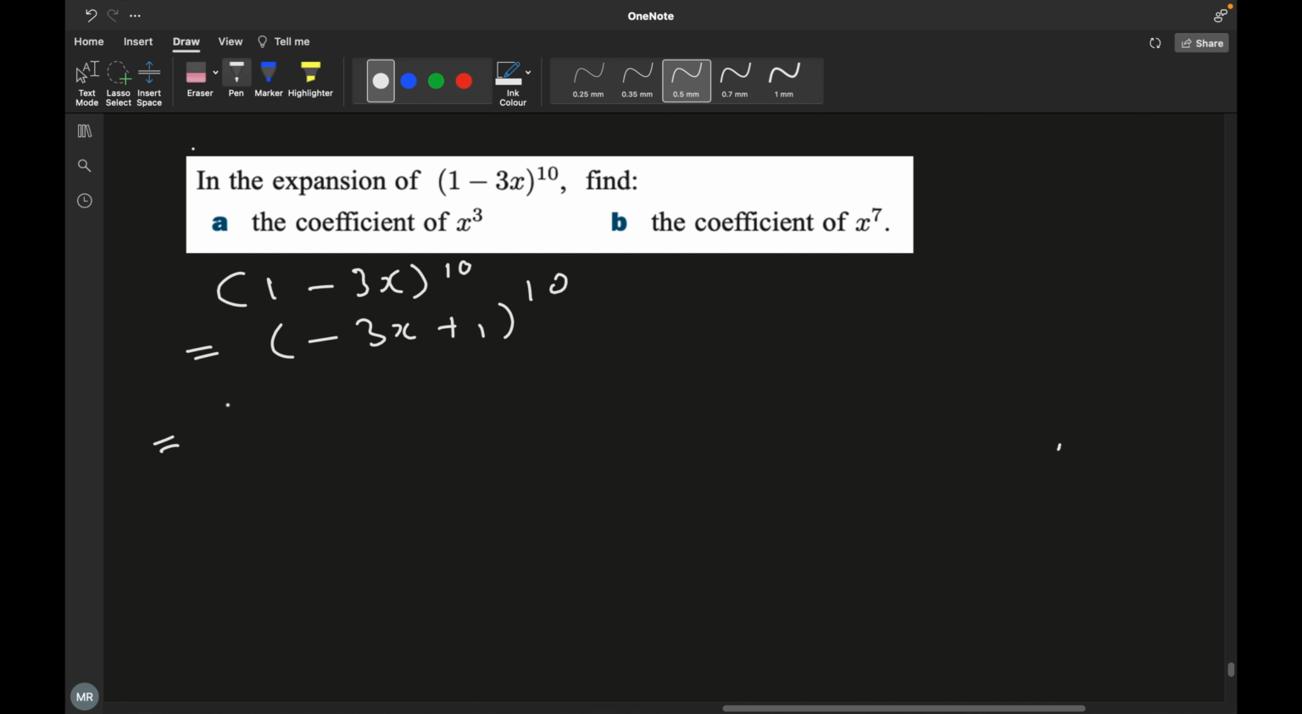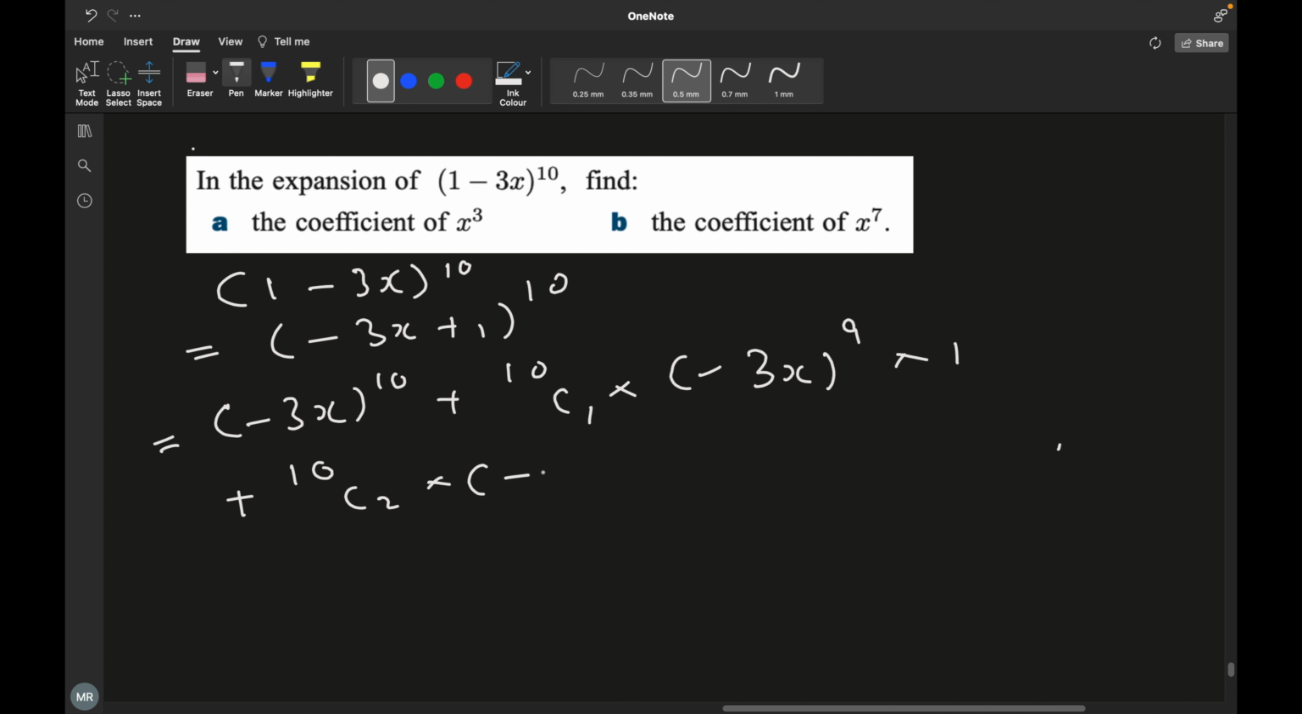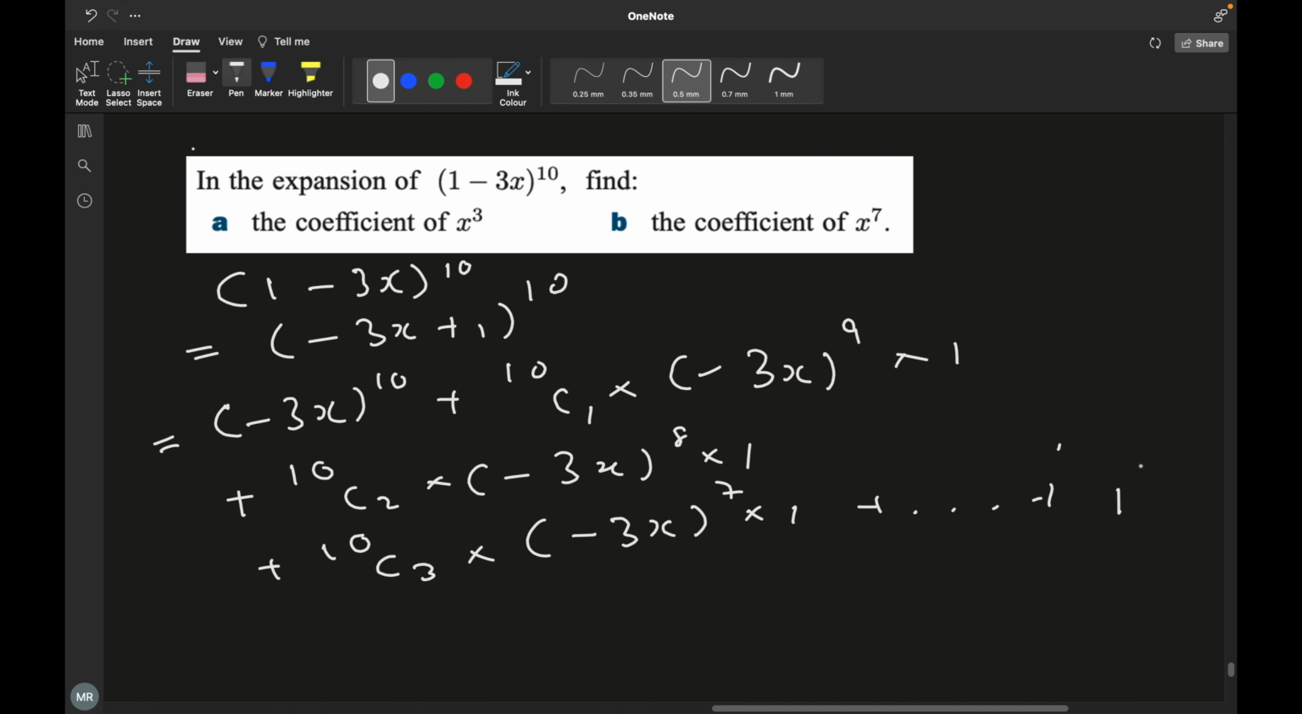First, let's expand this. We have (negative 3x) to the power of 10 plus 10C1 into (negative 3x) to the power of 9 into 1, plus 10C2 multiplied by (negative 3x) to the power of 8 multiplied by 1, plus 10C3 into (negative 3x) to the power of 7, and so on, till 1 to the power of 10, which is 1.